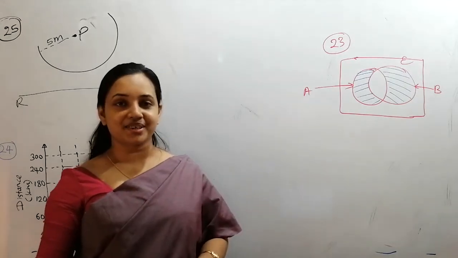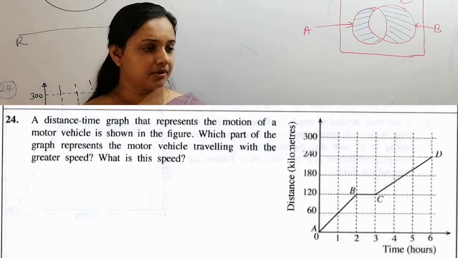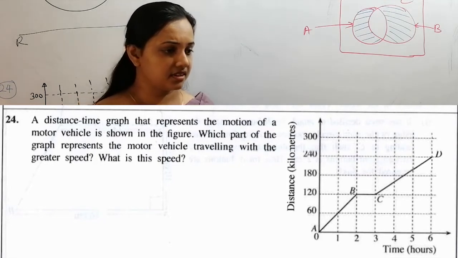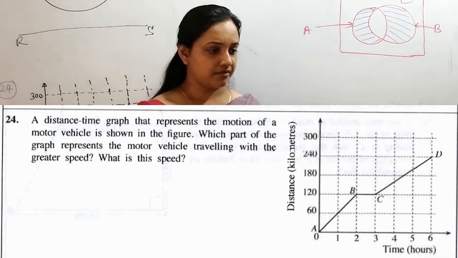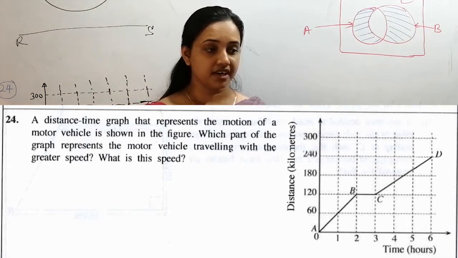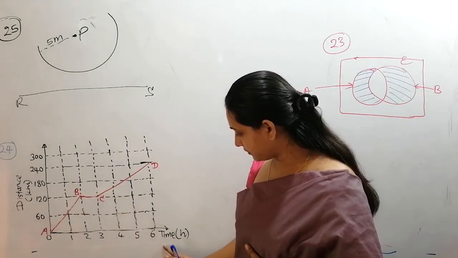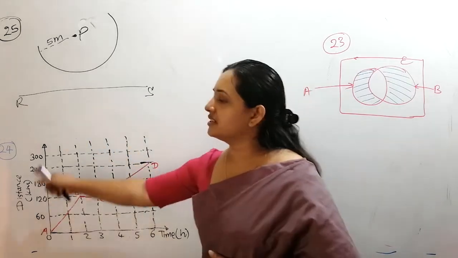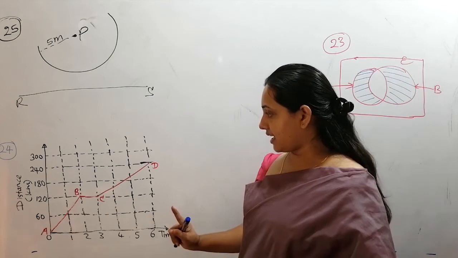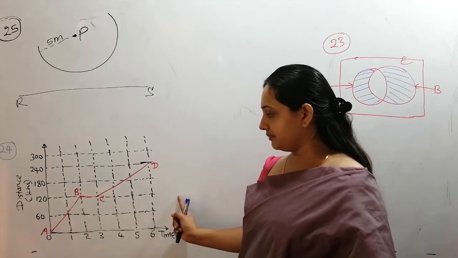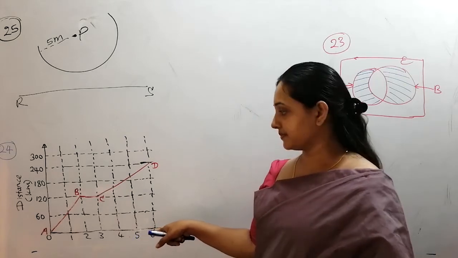Then look at question number 24. A distance time graph that represents the motion of a motor vehicle is shown in the figure. Which part of the graph represents the motor vehicle traveling with the greatest speed? And what is this speed? In question number 24, this graph is given, and we have to find in which part of the journey the motor car has the highest speed.